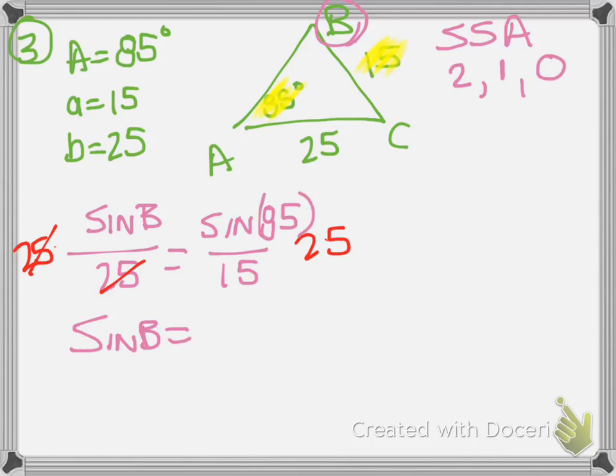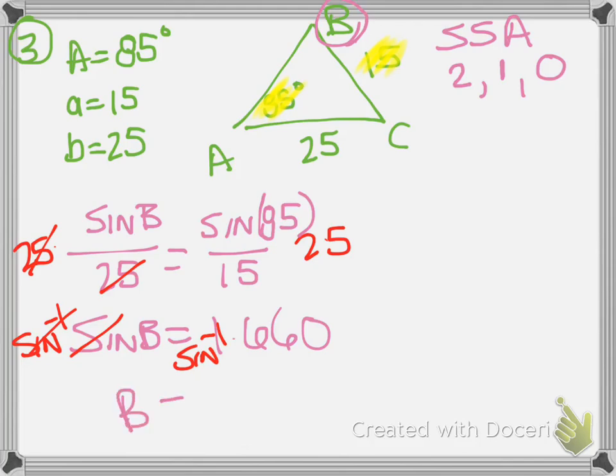On the other side, again, put this into your calculator. Don't just copy my work as you do it. When you put in the sine of 85 times 25 divided by 15, you should get something along the lines of 1.660. And again, just like everything else, we have to take the inverse sine of both sides. And sine inverse, those cancel out. When I take the inverse sine of 1.66, I get, that's right, no solution.